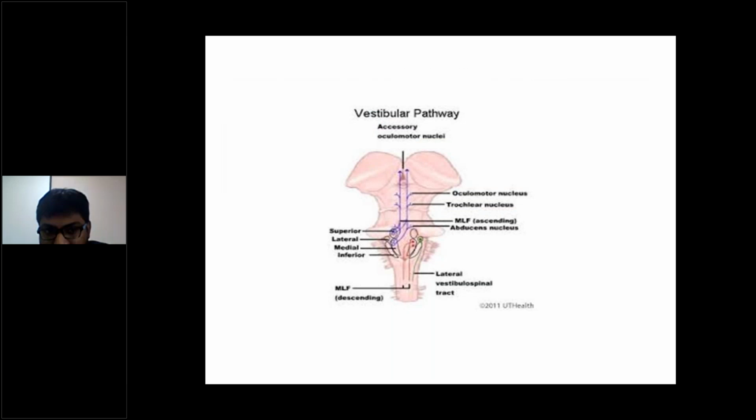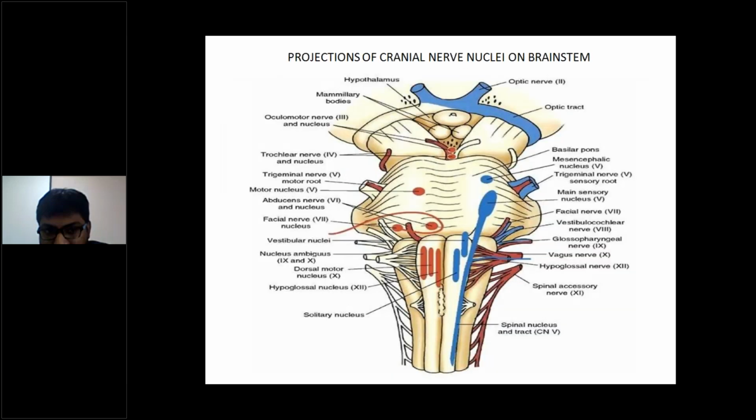Vestibular anatomy, vestibular pathway, no need now. So this part we have discussed. Okay, you please remember the spinal nucleus and tract of the trigeminal nerve from the medulla.